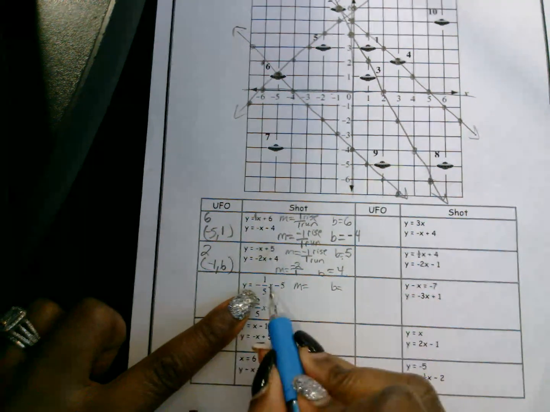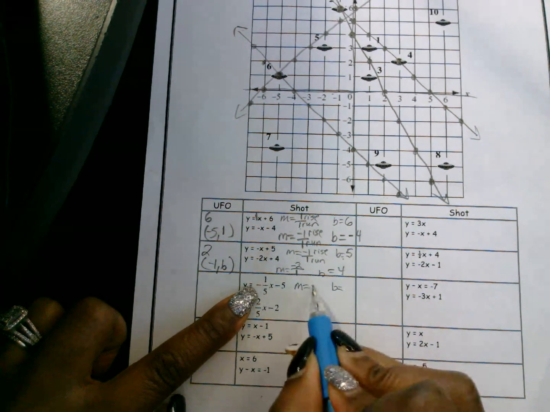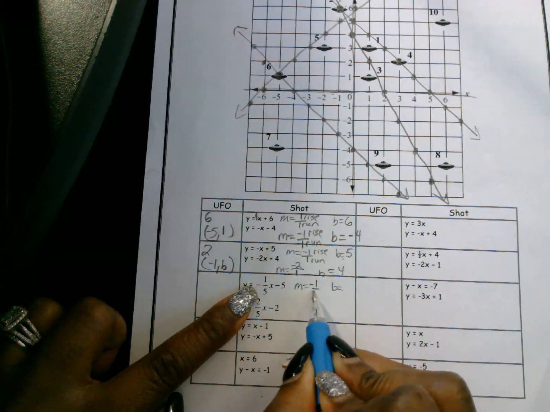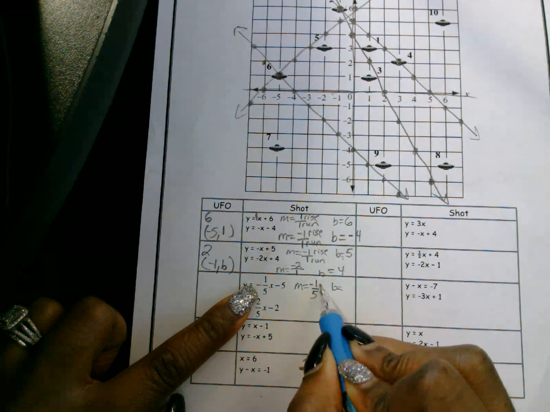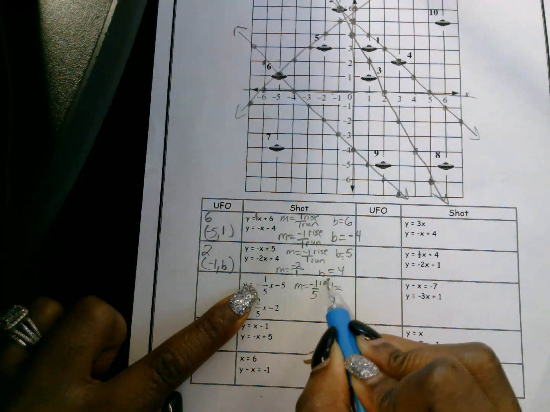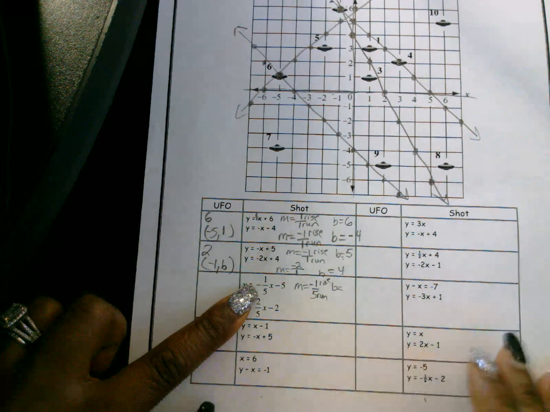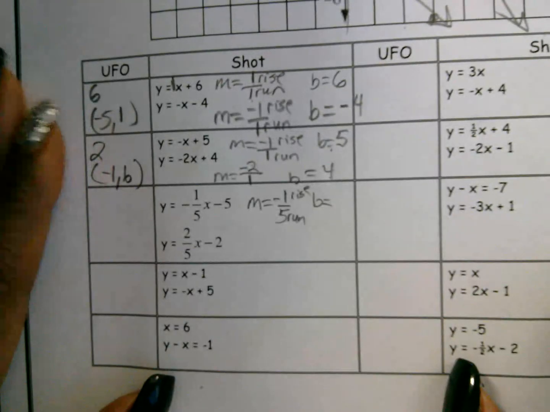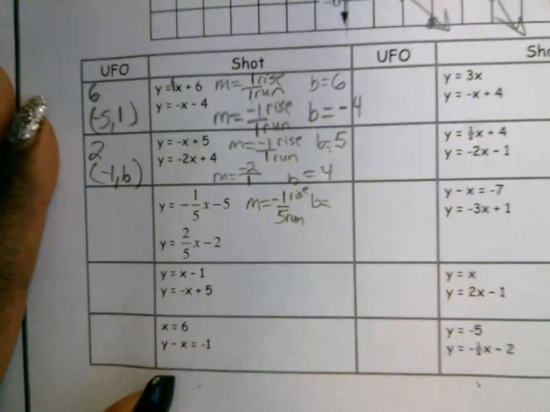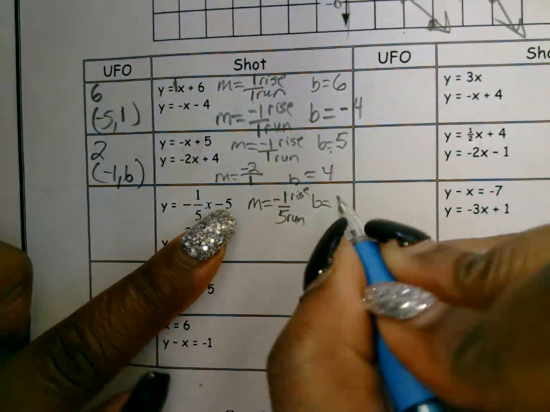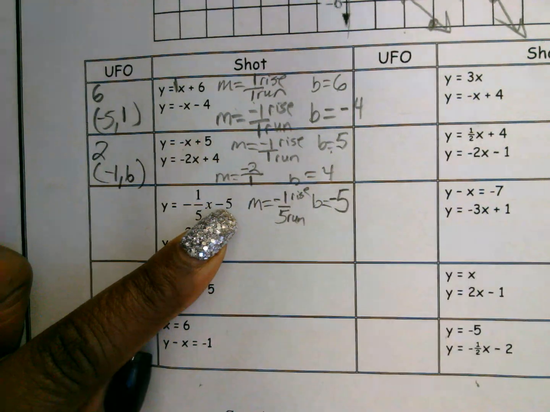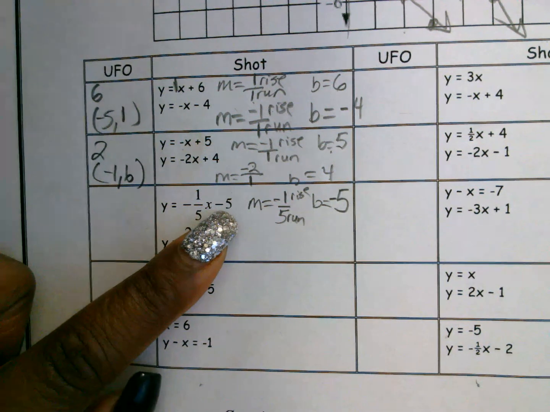So we're going to label M and B. Your M is the number attached to the X. That's -1 over 5. Does that make sense? This is rise. This is run. Anthony, you okay with that? Your B is -5. Are you okay with that?